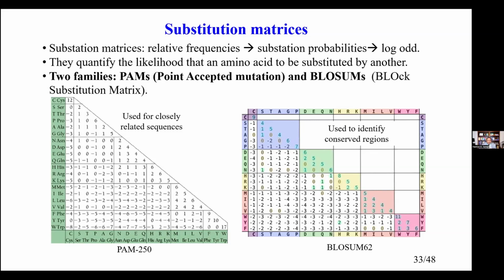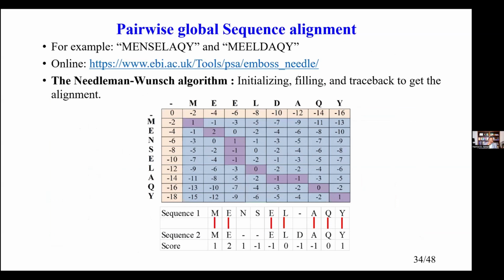And PAM, what you see in the figure now, is what we call a log odds ratio, and those are generated from the substitution probabilities. That means each one here is a score for how an amino acid will be replaced by another amino acid, and the score is used in sequence alignment.